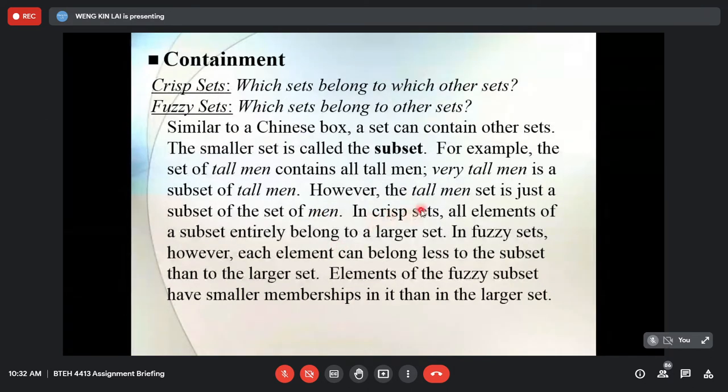In your crisp sets, all elements of subset entirely belong to a larger set. So in the fuzzy sets, however, each element can belong less to the subset than to the larger set. Just as you can still belong to the subset, but of course the numbers will keep decreasing as you move further down into sub and subsets. Elements of the fuzzy subset have a smaller membership in it than in the larger set.